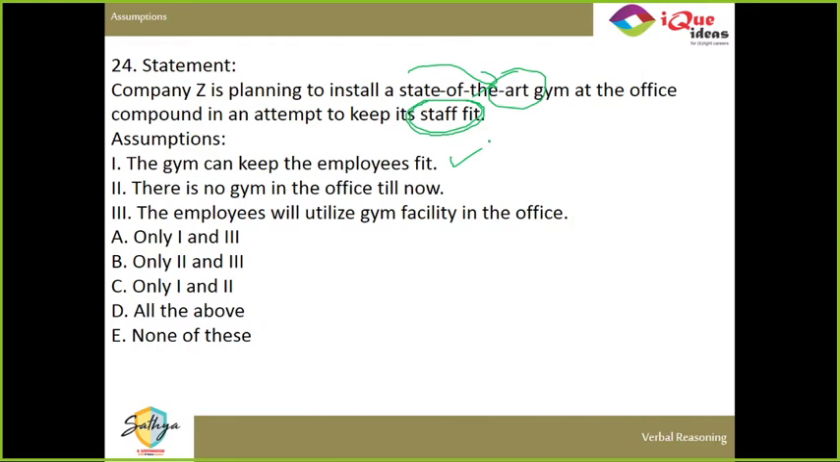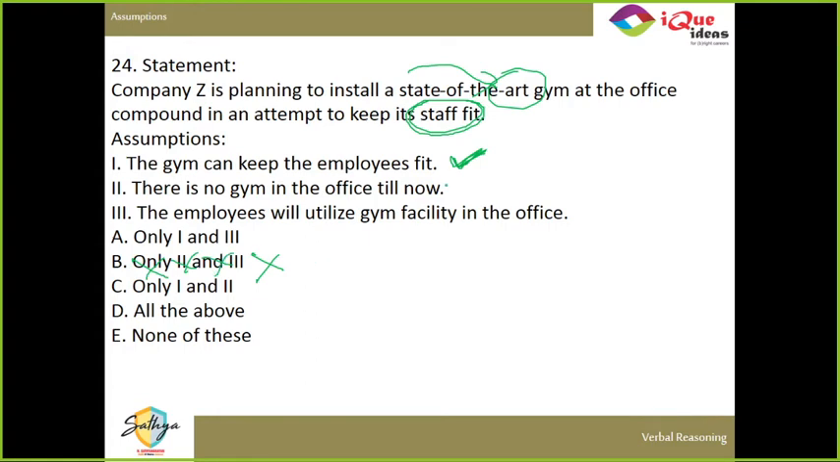Think of it like this. If a gym can keep the employees fit, then obviously to keep the employees fit, you may install one. But if a gym is not able to keep the employees fit and you want to keep them fit, will you install a gym? No. So obviously a gym should be able to keep the employees fit. Only then you will install it if you want fitness. So do you agree that the first assumption is definitely true? Right? Chalo, so option B is out, only 2 and 3 is not the answer, because 1 is definitely an assumption.